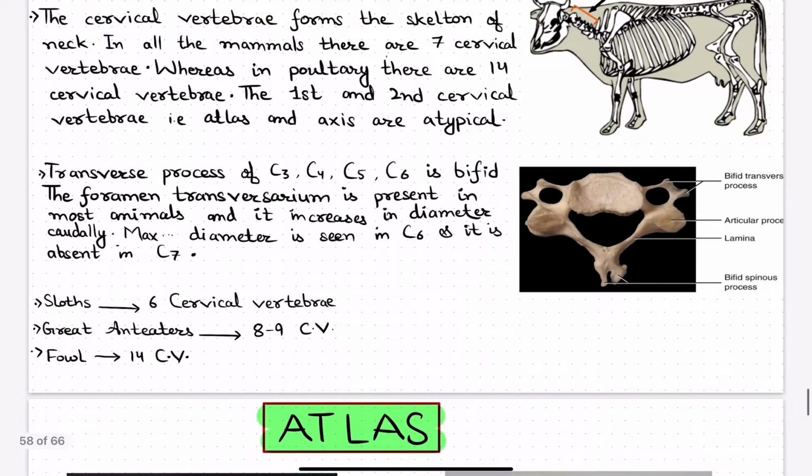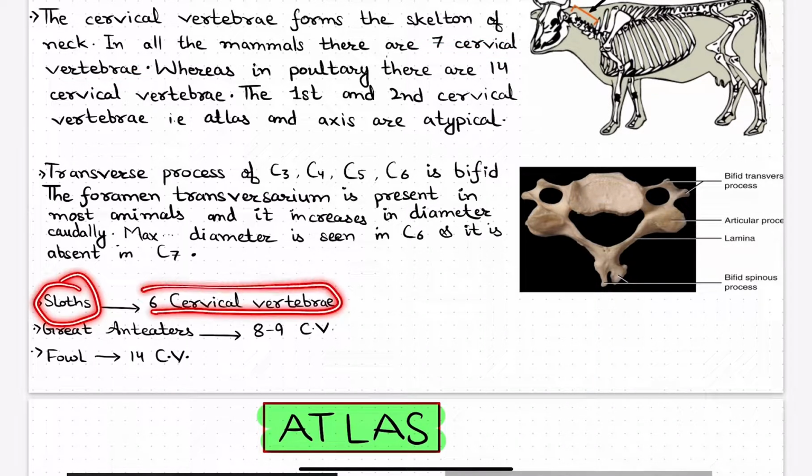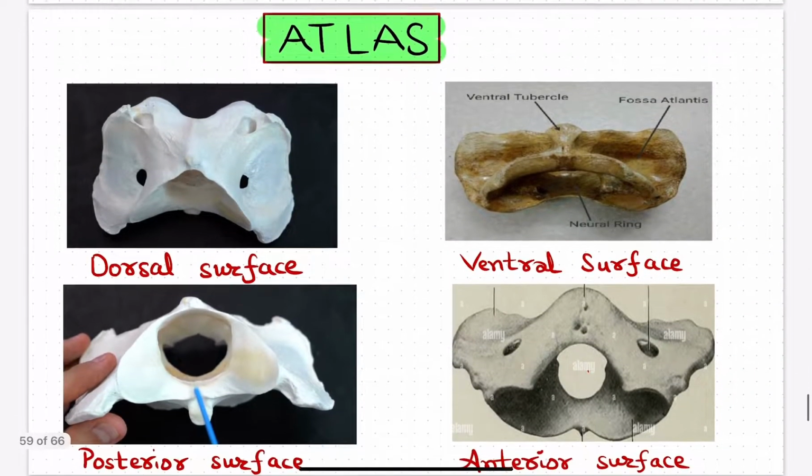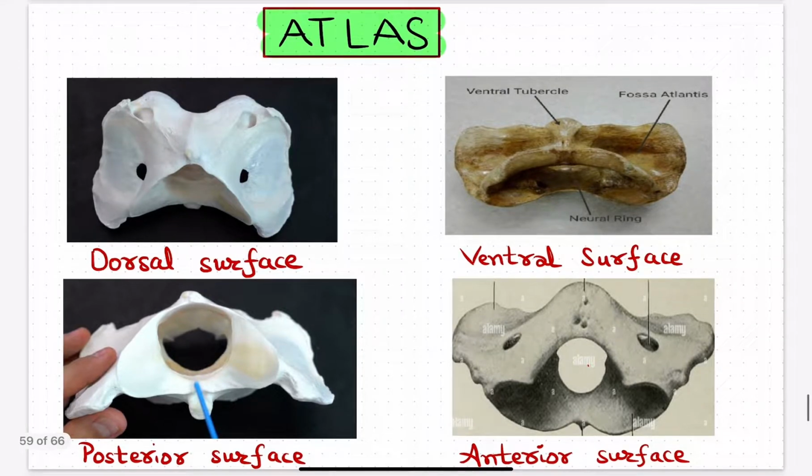Now there are certain organisms which vary from these 7 cervical vertebrae. In the sloth, we have 6 cervical vertebrae. In the great anteater, we have 8 to 9 cervical vertebrae, and in fowl, we have 14 cervical vertebrae. Now let me come to the first cervical vertebra, that is the atlas. The atlas is the first cervical vertebra, known as C1.